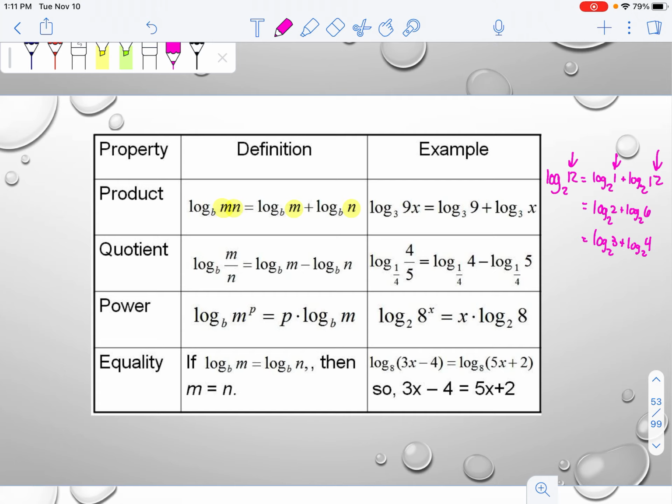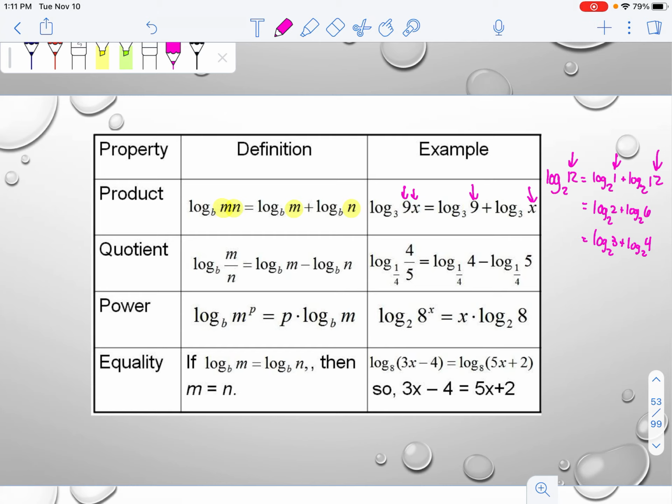A lot of times you're going to see not only numbers, but numbers with variables or expressions in there. Like the example, we have 9x, so we break it apart with 9 and x. However you can break it apart with the factors to yield the product, you are able to do that.